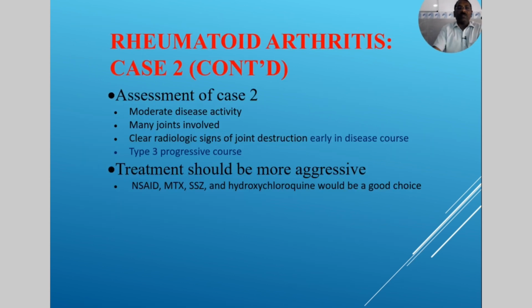So moderate disease activity here, the treatment should be more aggressive. Like NSAIDs, methotrexate, sulfasalazine, hydroxychloroquine would be a good choice.